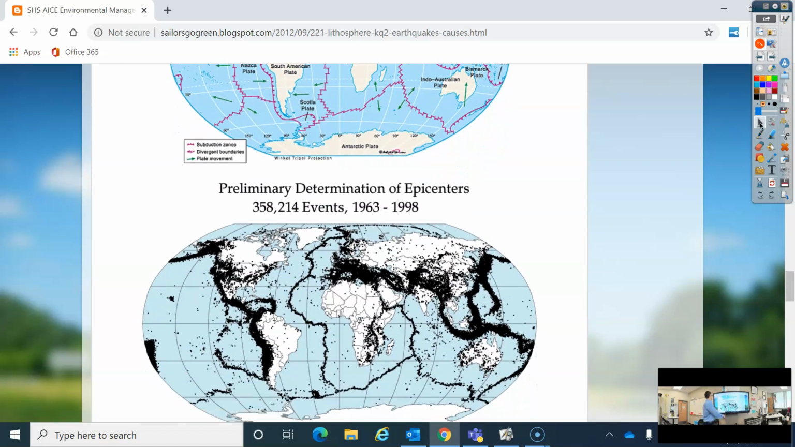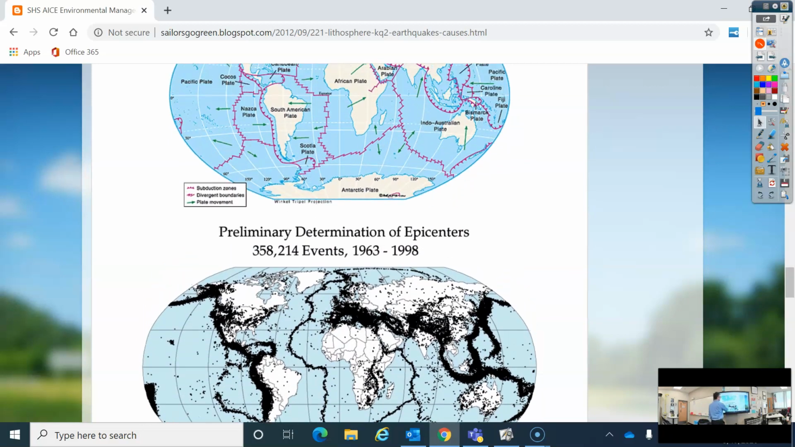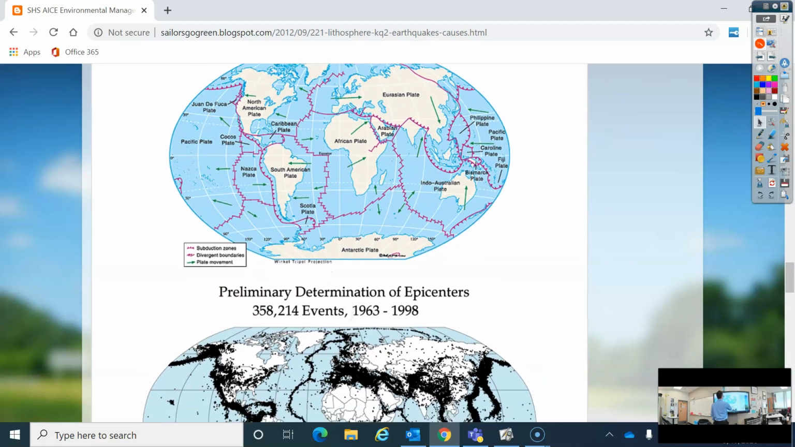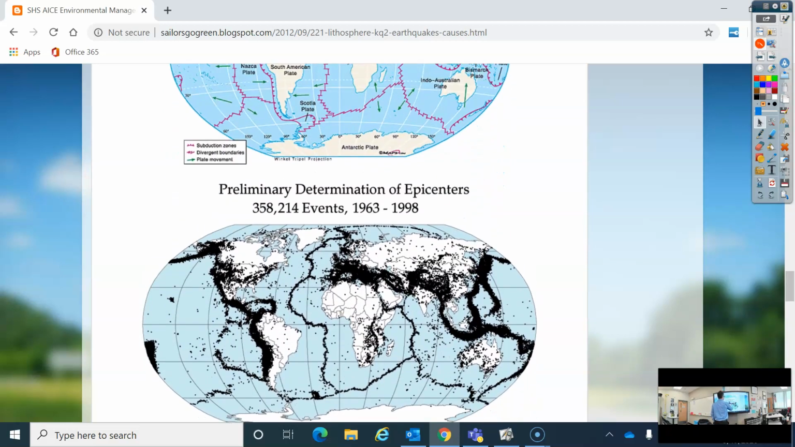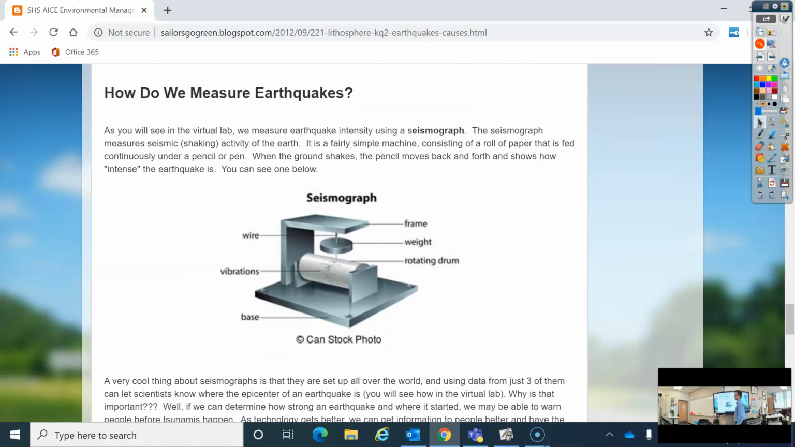The first shows the plate movement, and the second shows earthquakes. So you can definitely see there, while there are a lot around California, a majority of these are going where two plates are coming together, if you compare the two. Specifically around here, which is called the Ring of Fire, which we'll talk about in the future.